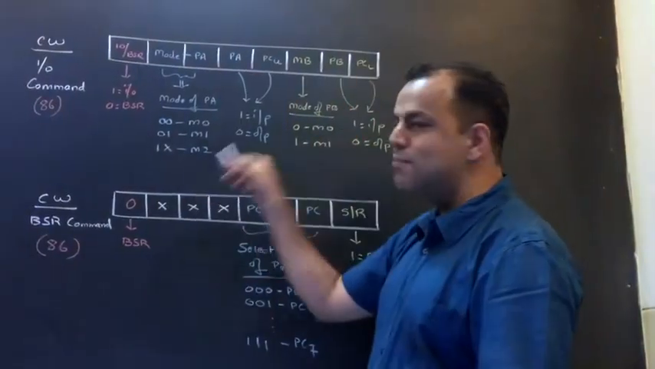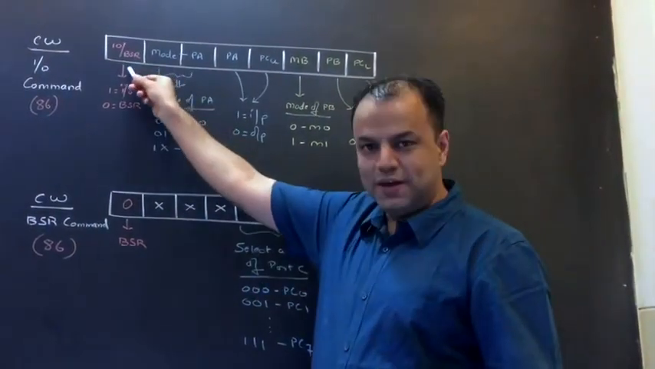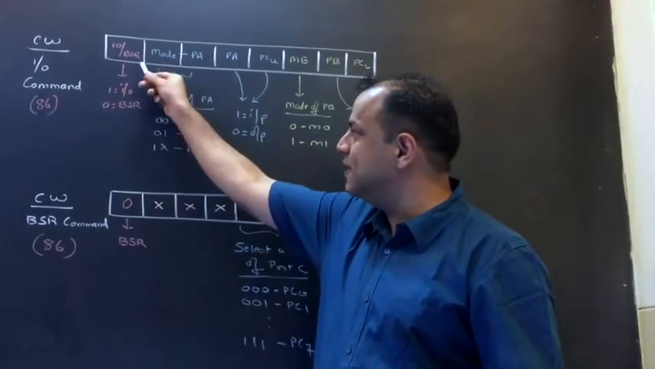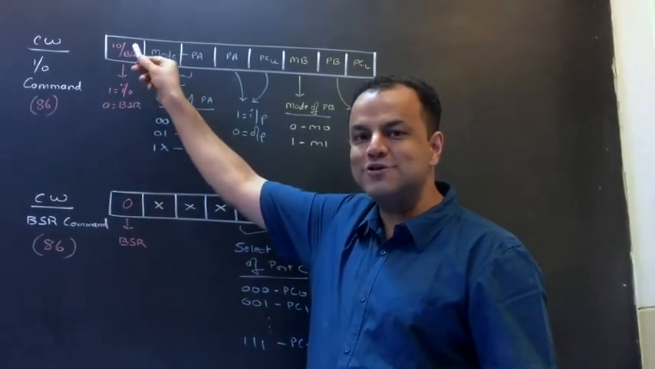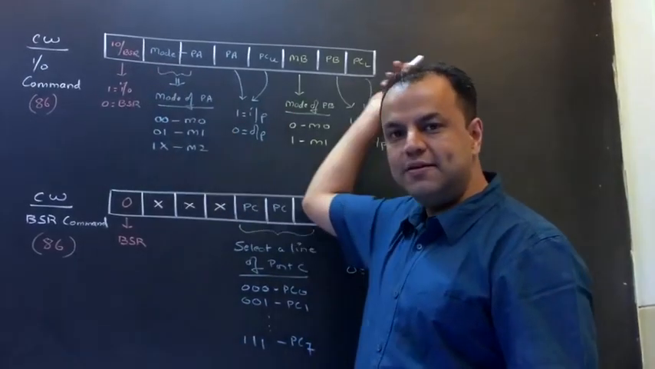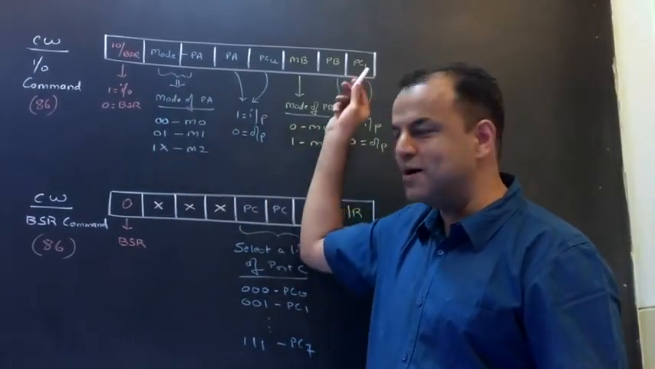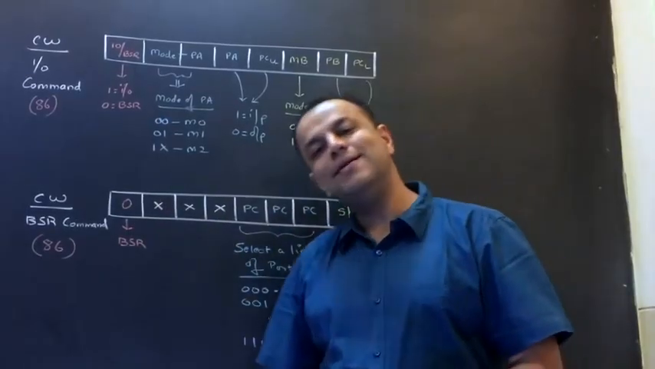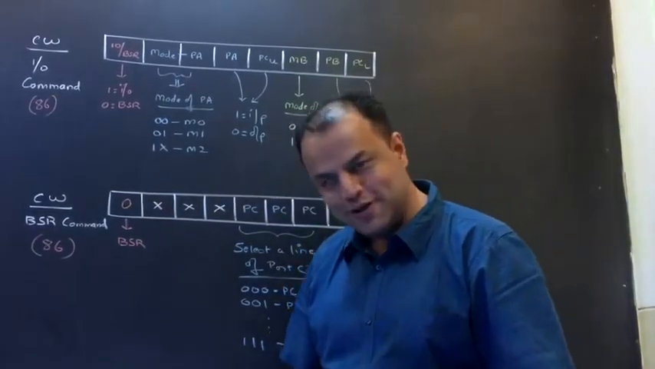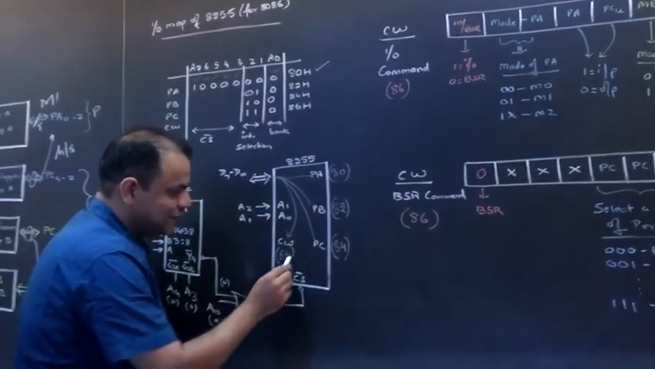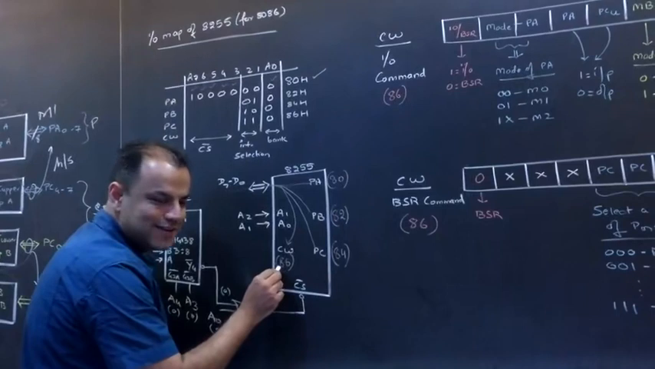You look at the command. The MSB of the command identifies whether it is an IO command or a BSR command. This bit is called IO/BSR. If this bit is 1, you will treat it as the IO command. And if this bit is 0, you will treat it as a BSR command. Tell me, did you understand this? Look here again. I send you something at the address 86. You know for sure it's a command.